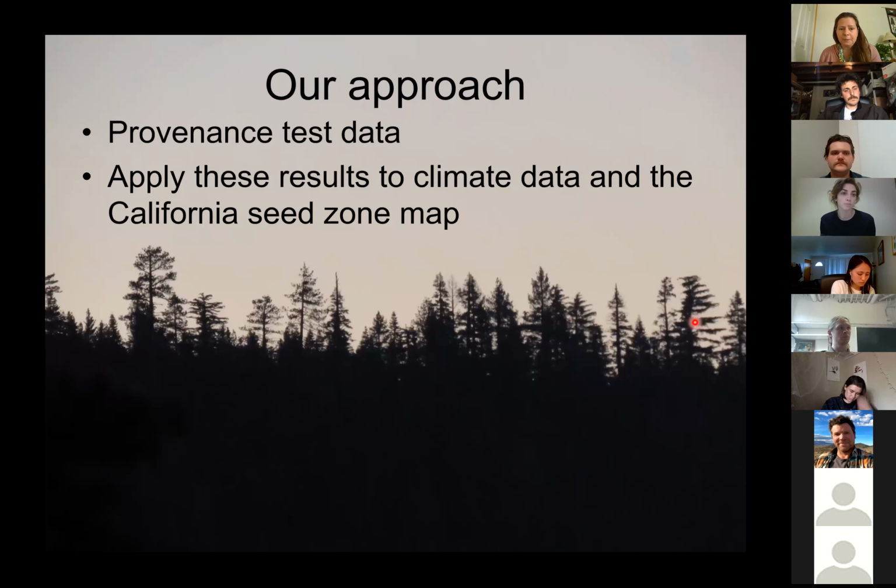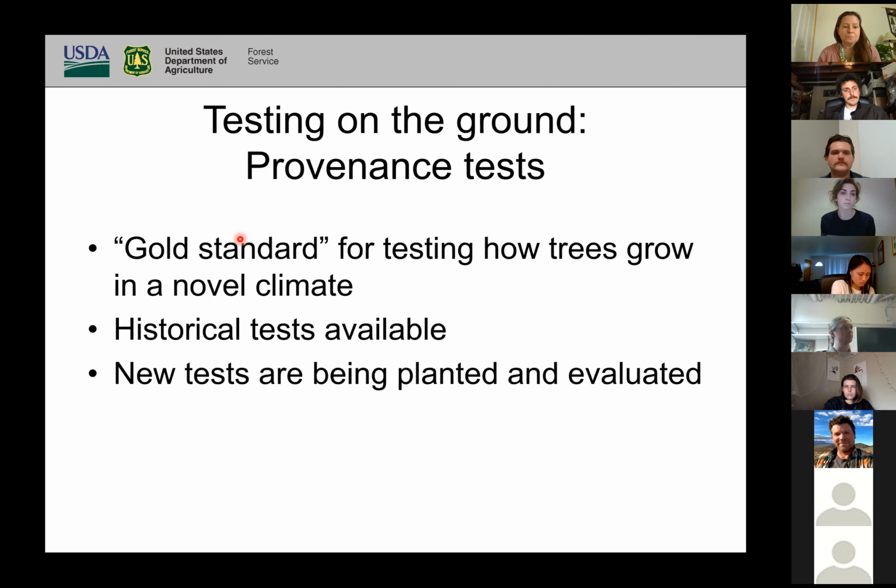So the approach that I'm going to talk about today is provenance test data and results from analyses of this kind of data, and I'll define this in a couple seconds. And we're going to apply those results to the climate data and the California Seed Zone map. So provenance tests, what are they? They are tests where we collect seeds or acorns from any number of locations across a species range or an area and plant them into one or more common gardens.